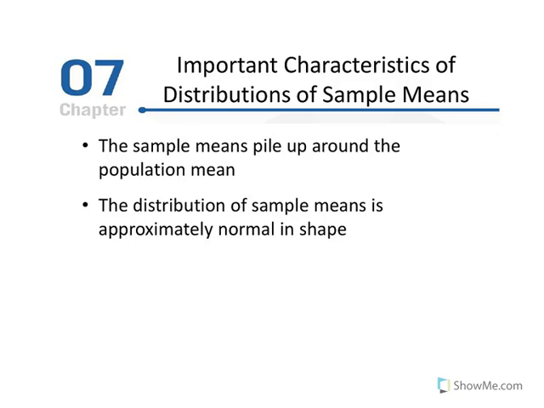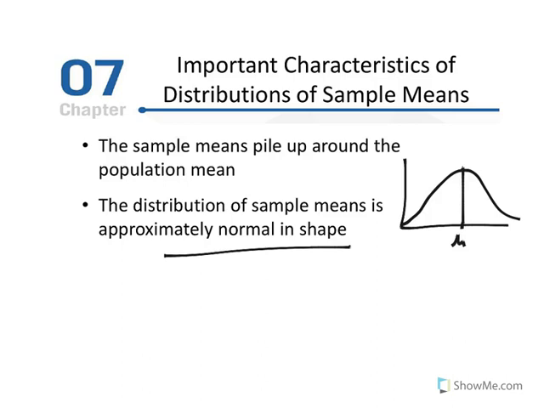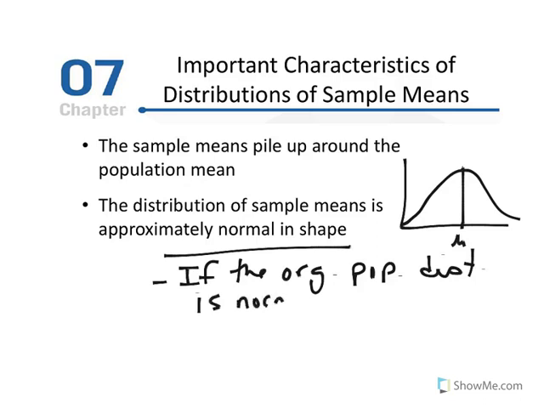So just to summarize some characteristics of the distribution of sample means, the sample means pile up around the population mean. So again, if we go back to that slide, we did see that most of the scores were in the center of the distribution. The distribution of sample means is approximately normal in shape. And again, I said that it will be normal if the original population distribution is normal, or if n is greater than 30. So you just have to adhere to one of these requirements.